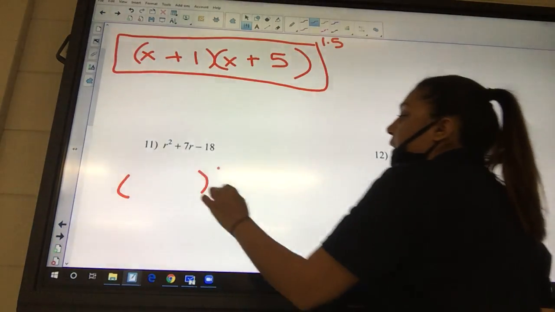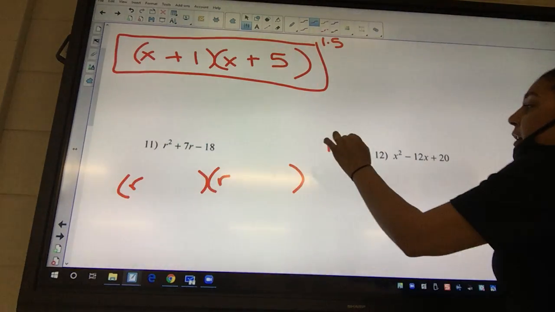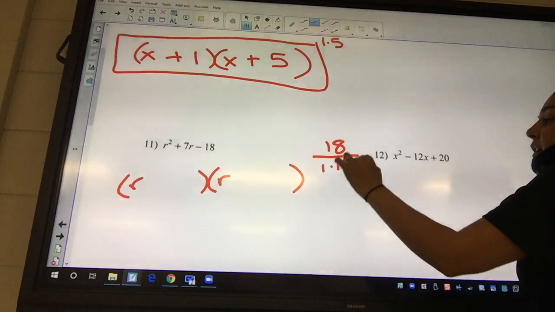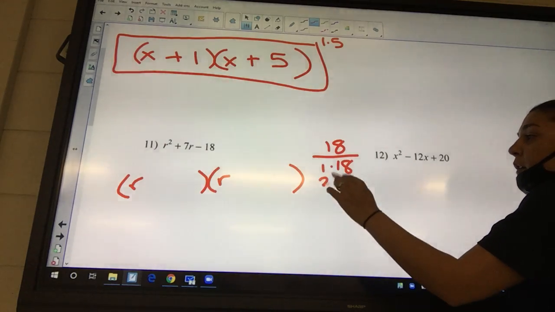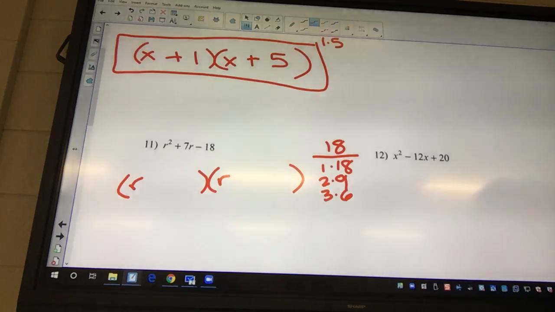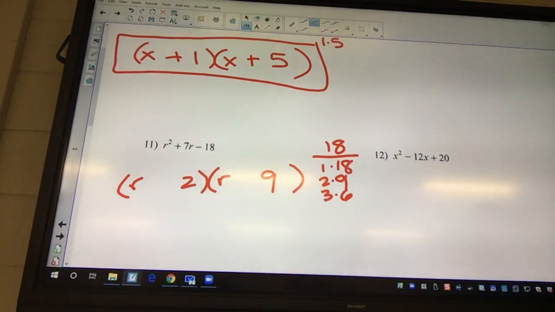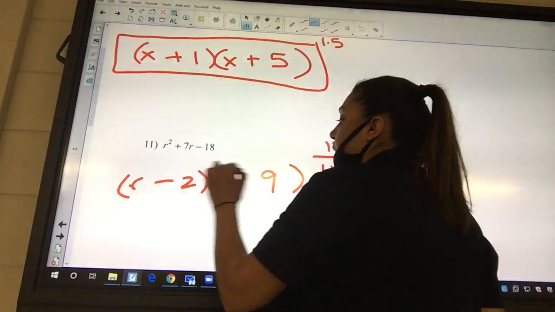Okay, 11, same thing. Draw your 2 parentheses, and you can fill in R and R. We need to find some factors of 18. So we got 1 and 18. Does 2 go in? Yeah. 2 and 9, 3 and 6. 4, 5, and 6 is on our list. So we know we've covered everything. So of these groups, I need something to add or subtract to give me a 7. 2 and 9, and I need a positive 7. So how can I make that happen? -2 plus 9.